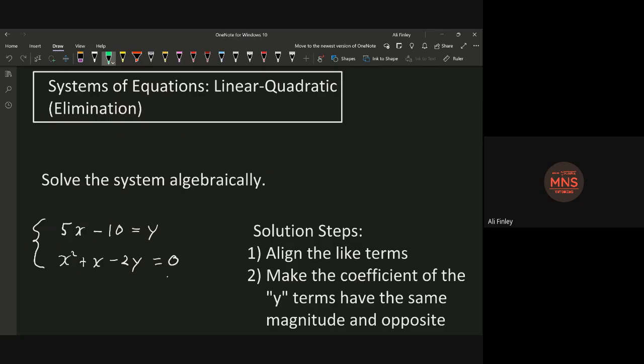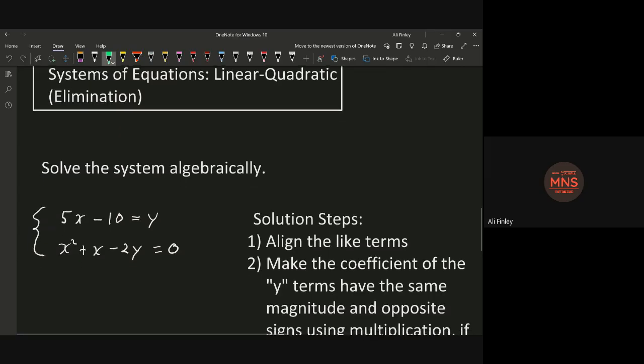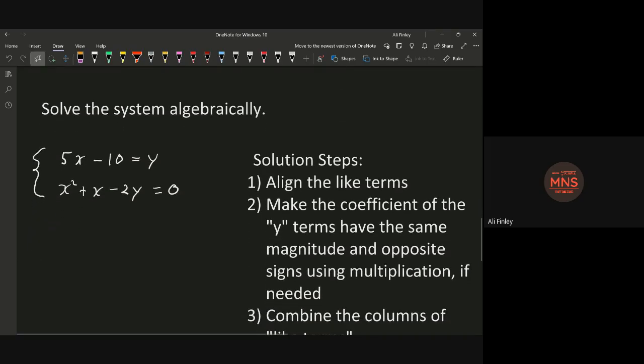In order to solve the system algebraically using the elimination method, our first step is to align the like terms. The like terms have the same variable to the same degree, so it's going to be to our advantage to put all the variable terms on one side of the equation and all the constant terms on the other. So let's put all of our variable terms on the left side of the equation.